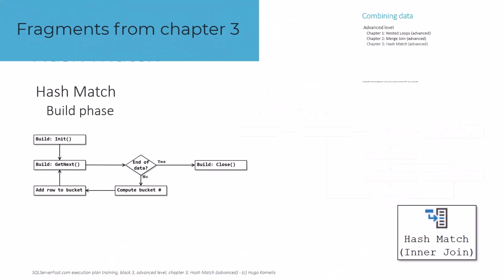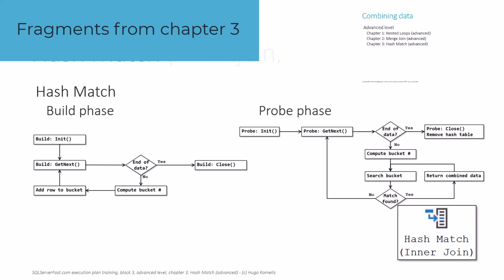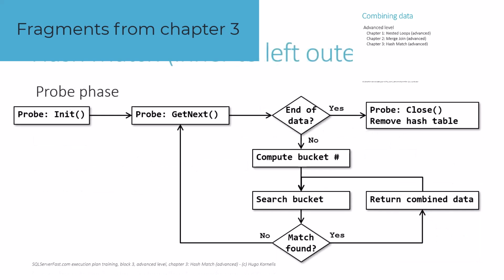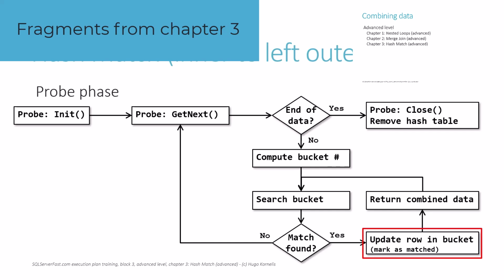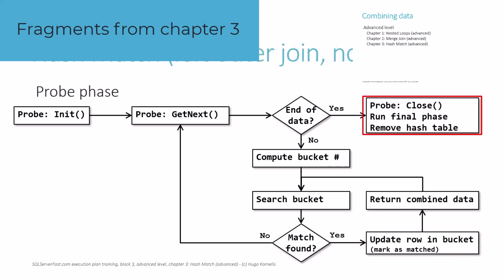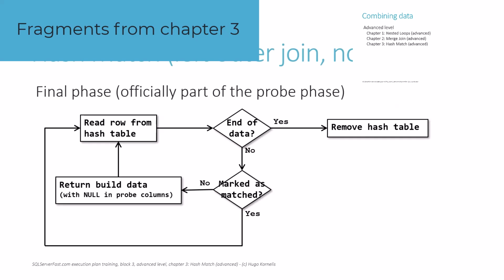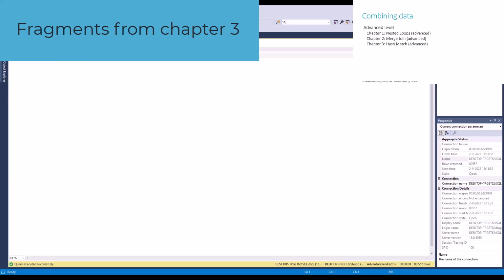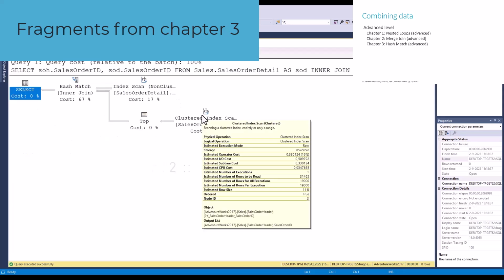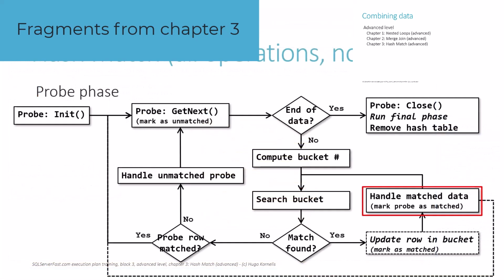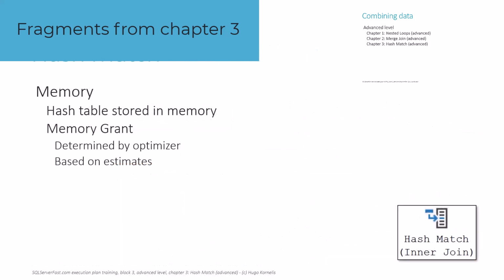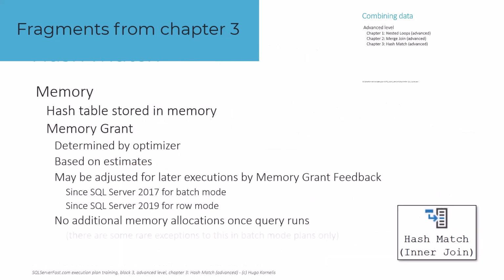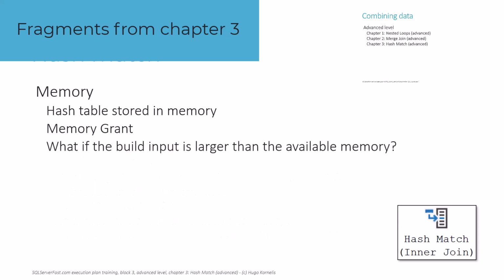The hash match operator is covered in Chapter 3. Both the build phase and the probe phase need to be modified a bit to add support for other logical operations. In some cases, we even need to use a third phase called the final phase. For each of these three phases, we show flowcharts to support each join type and then combine these to show the actual operator logic. Once that is done, we move on to memory usage of the hash match operator.